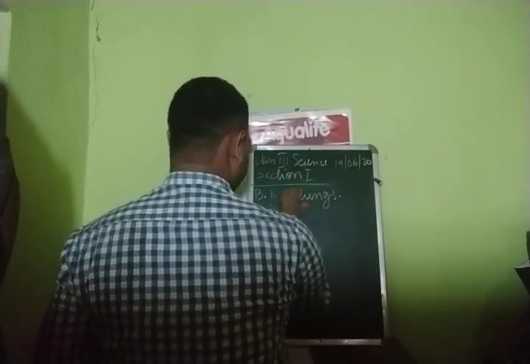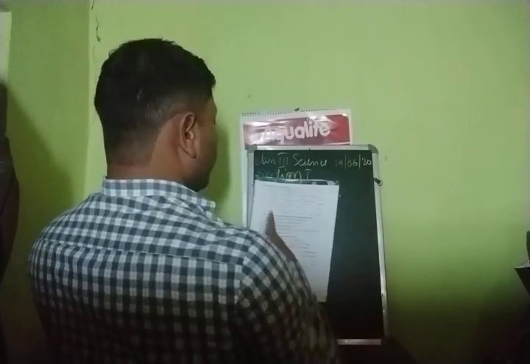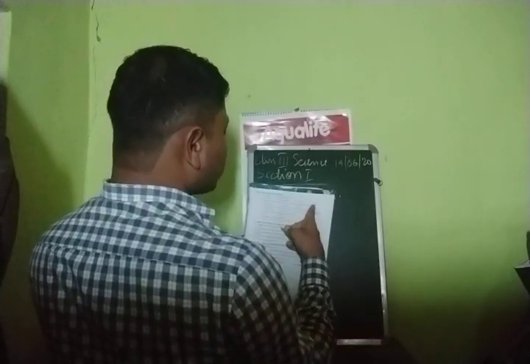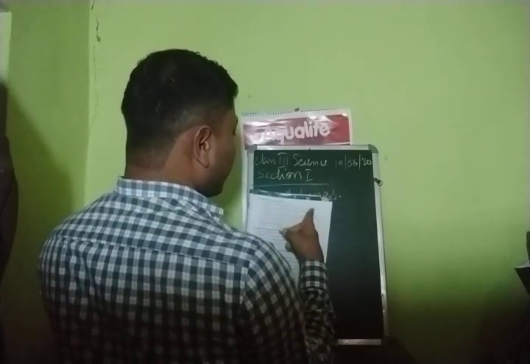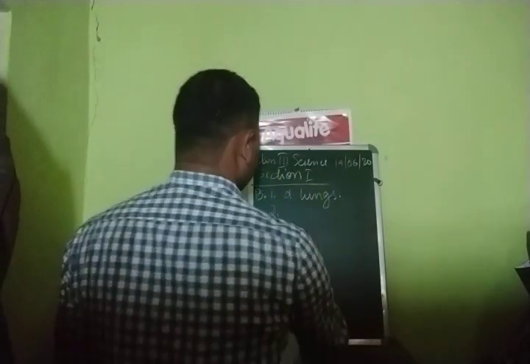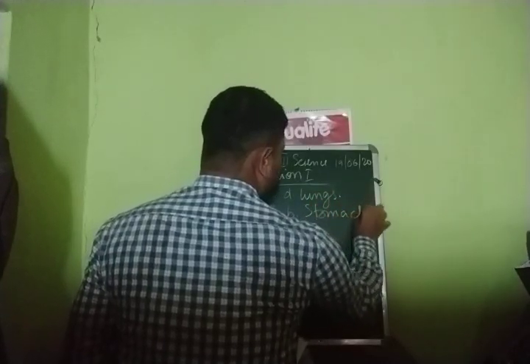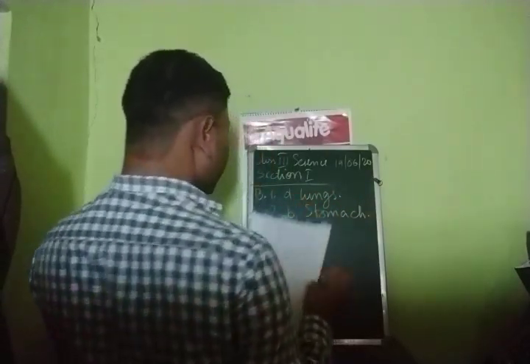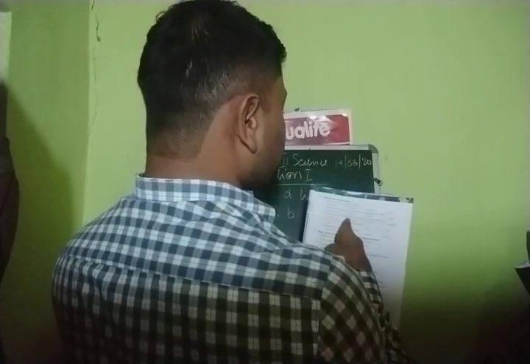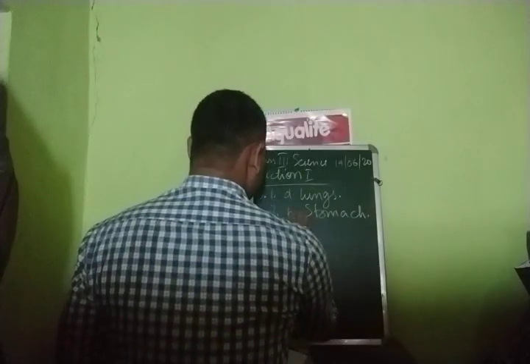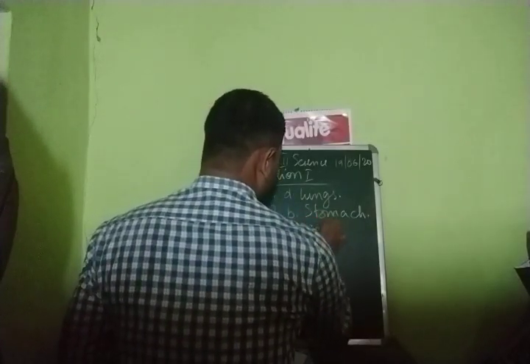Question number 2. Which of these organs is not a part of the respiratory system? For the respiratory system, we need windpipe, nose, and lungs. So what is not there? Stomach. So point number B, stomach, is not required for breathing or the respiratory process. The process of breaking down of food into simpler substances is what? Digestion. Number D, digestion.